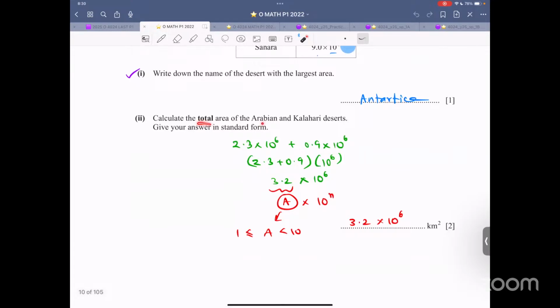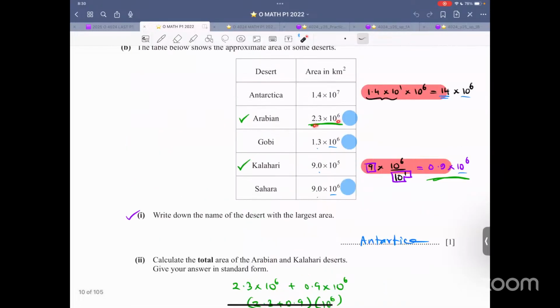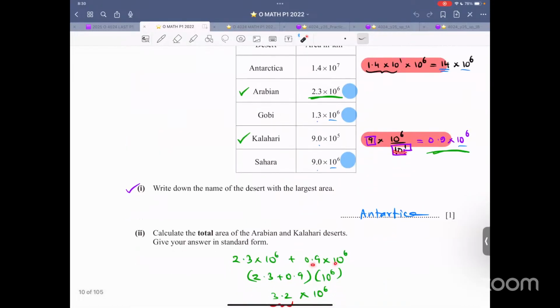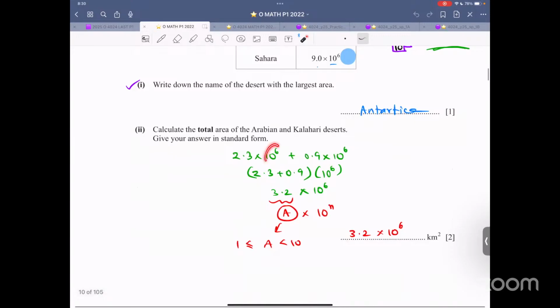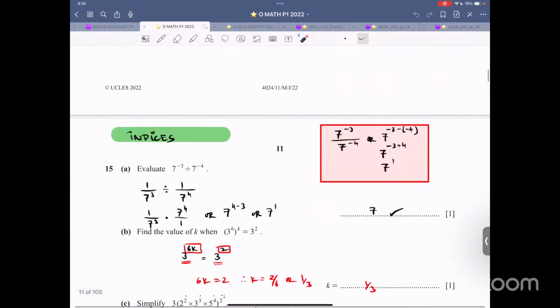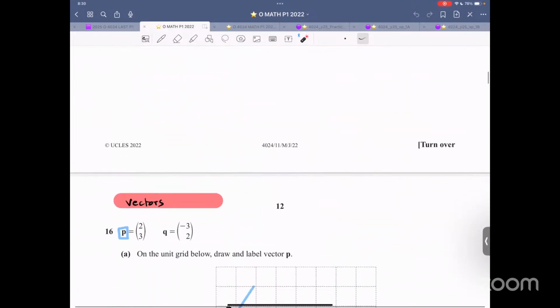Calculate the total area of A and K deserts. Give your answer in standard form. Arabian is 10 power 6. This is 0.9, 10 power 6. Unless and until the powers are equal, you cannot take common. Take common, you get this thing. This A has to lie between 1 and 10. 1 could be a possibility, but it has to be less than 10. This is basic.